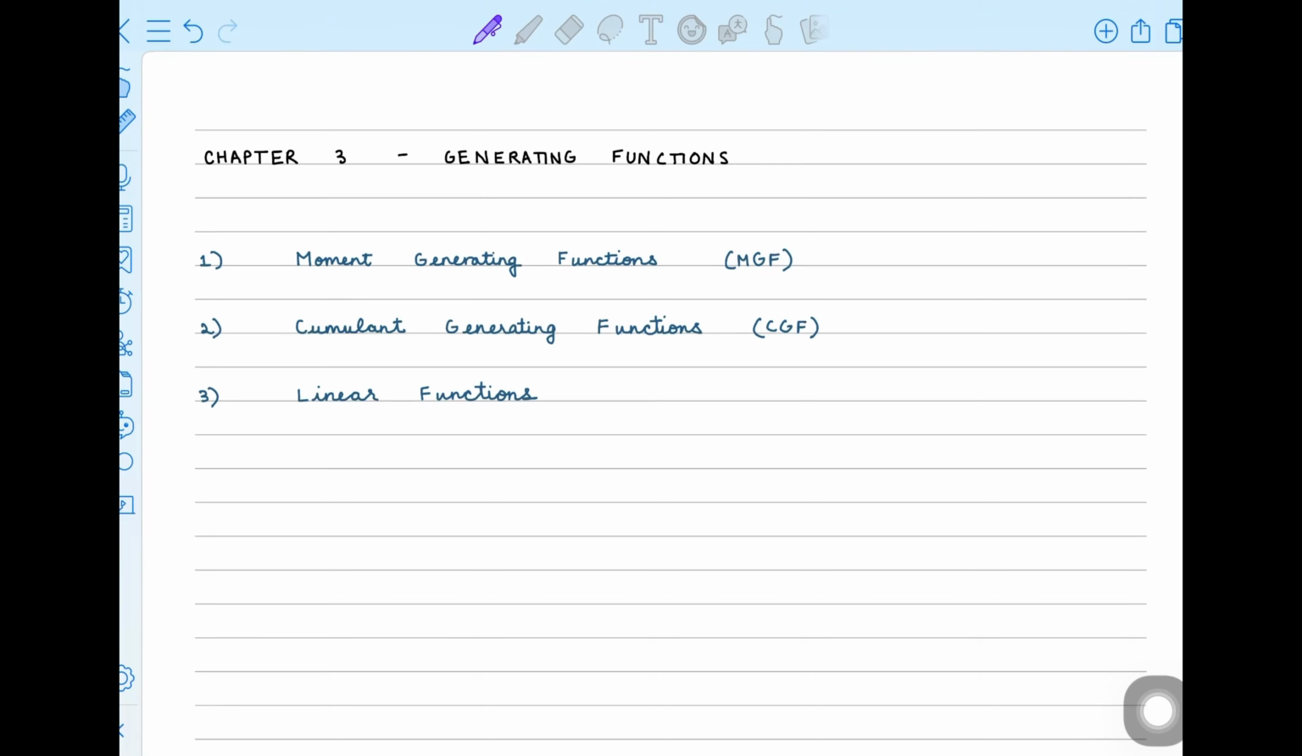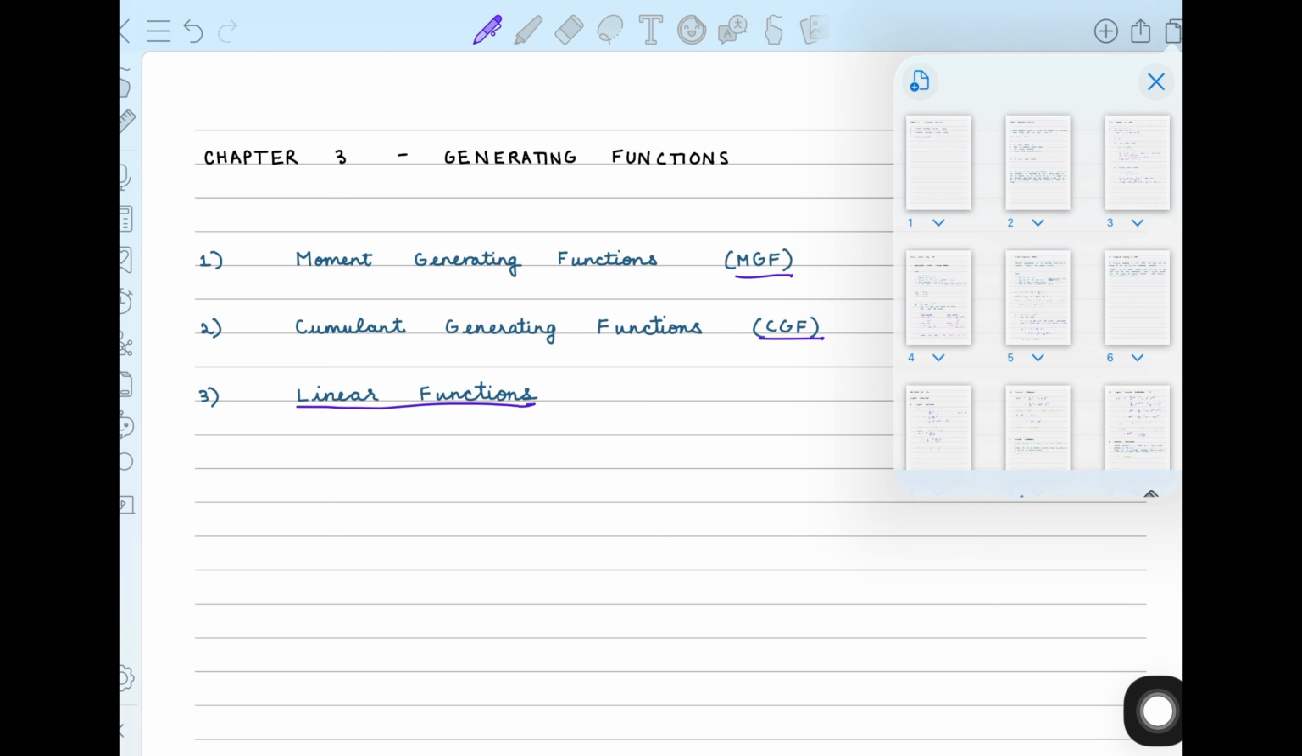In this week's video, we're going to be covering generating functions. This includes moment generating functions, cumulant generating functions, as well as linear functions. So for those of you preparing for the CS1 exam, this video is for you. Let's begin with moment generating functions.